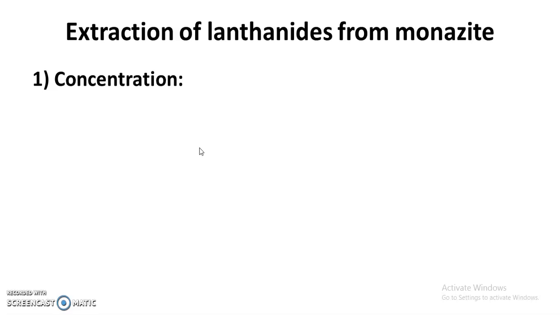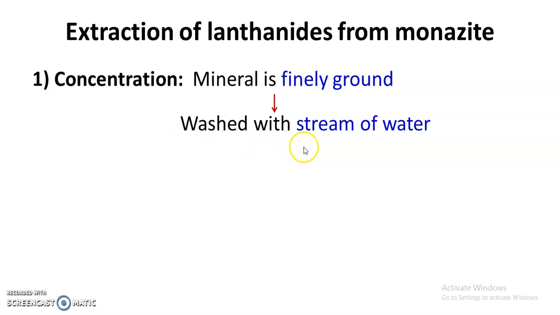Actually, concentration of the ore is necessary for the purification or removal of the gangue part from the ore or mineral, and as soon as the mineral is concentrated, then it is processed. So in concentration, first of all, the mineral taken out from the mines is finely ground, then it is washed with a stream of water. During washing with water, some water soluble impurities are removed from the mineral.